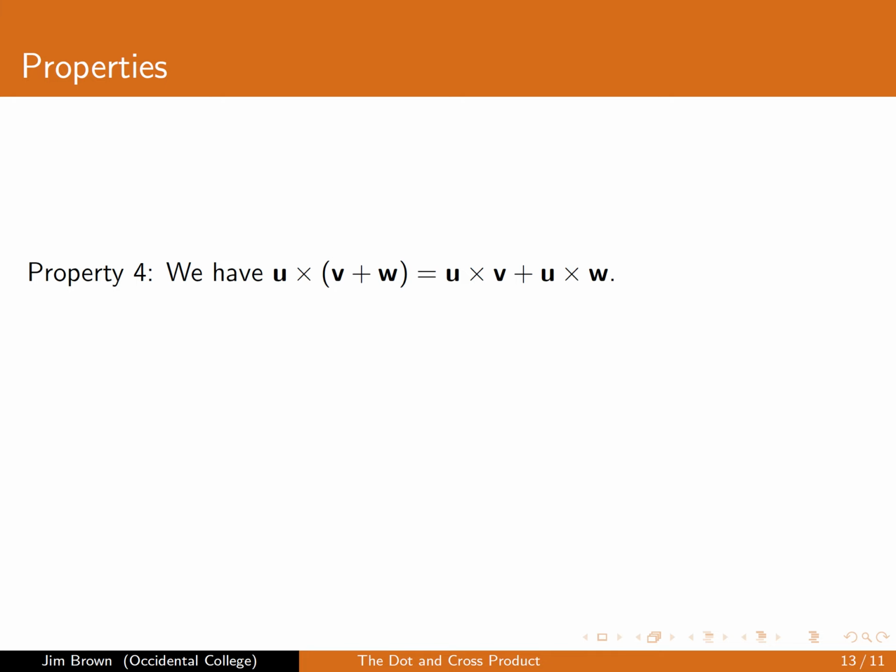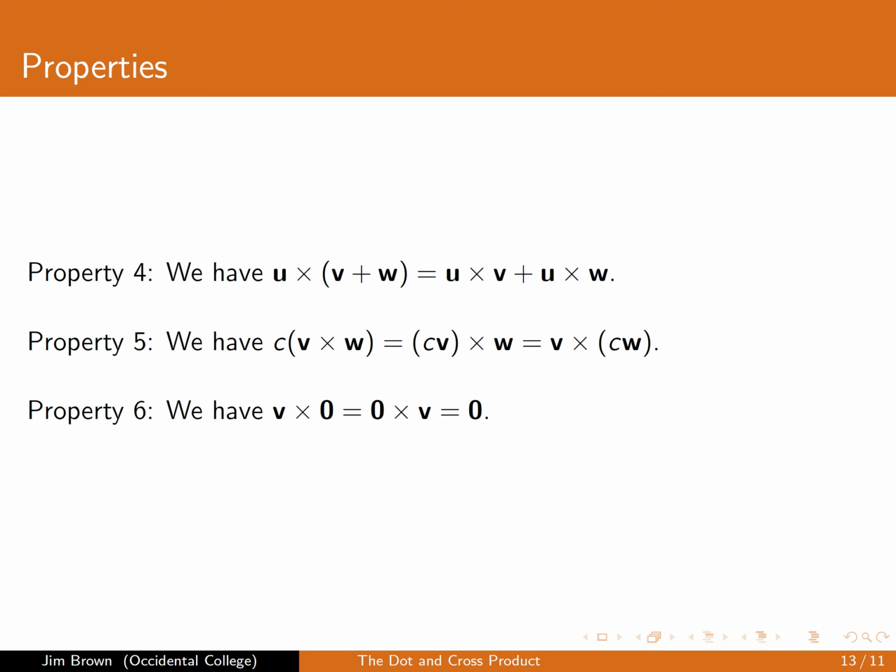And here are just some other properties we're not going to show because they're just tedious. You can write them down if you like to. It's just a matter of writing down all of these definitions and working through. So again, we have a distribution law, so I can distribute the cross product over addition. I can move a scalar in, so scalar times V cross W is the same as cV cross W or V cross cW. And then finally, if I take the cross product of any vector with the zero vector in either order, I get the zero vector back.